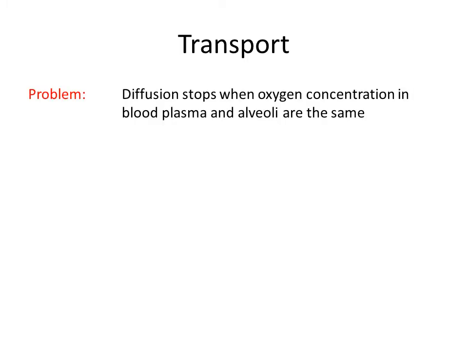So what about transport? How is all this oxygen and CO2 carried around in your blood? Well, you see, there's a problem. Diffusion will stop when the oxygen concentration in blood plasma and alveoli are the same. This will not be quick enough to keep us alive. If the diffusion stops, well, we might suffocate or die. So how does our body solve this problem?